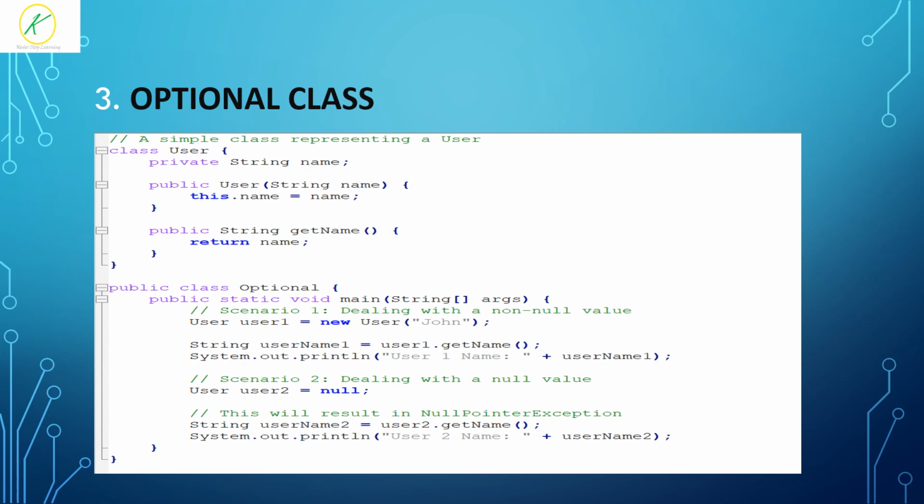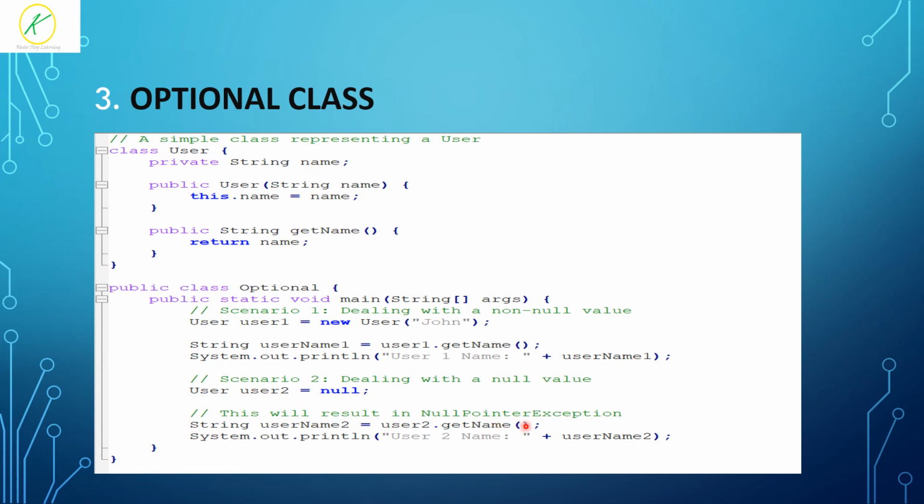Scenario 1, dealing with a non-null value. Here, we create a user object user1 with a non-null name. The code String username1 = user1.getName() works fine in this case because user1 is not null. However, if user1 were null, attempting to call getName directly on a null object would lead to a NullPointerException.